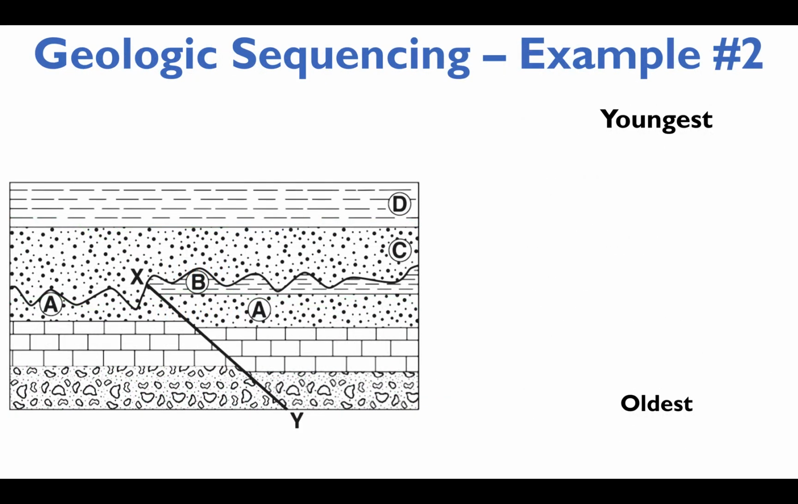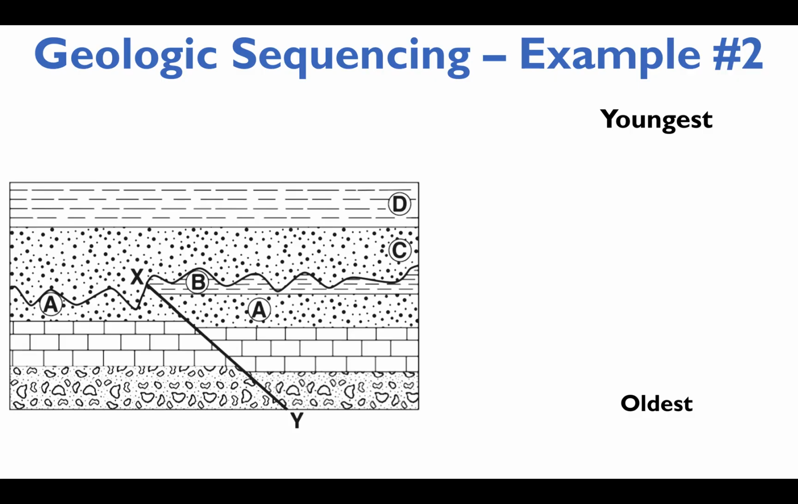Here's one more example of geologic sequencing, and right off the bat we can notice that this is different because we see that there is a fault line XY due to an earthquake. So we're going to see how that impacts our sequencing in a little bit. But first we have to start off by naming the oldest layer.